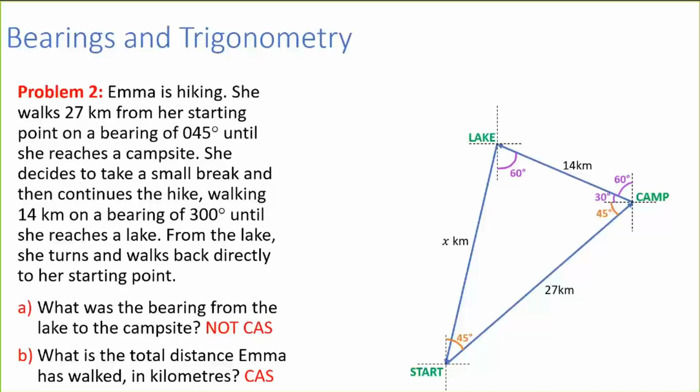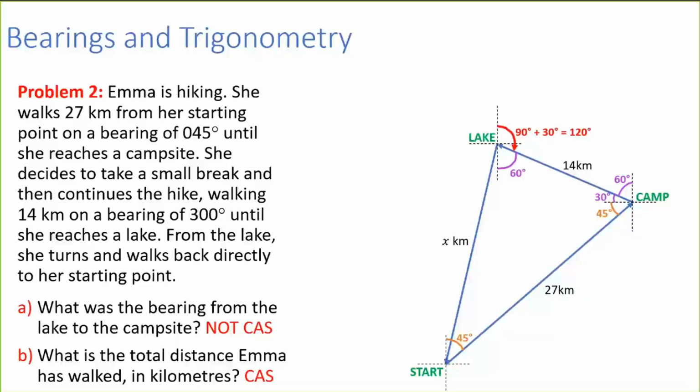So how do I know that that's a 60-degree angle there? Well, I can use my alternate angle factor. Then, knowing my alternate angle factor of 60 degrees, I know that I've got a 90-degree angle there, plus another 30-degree angle to make up the 120 degrees. So the answer to the first part is 120 degrees, true bearing. Now, what is the total distance Emma has walked in kilometres?